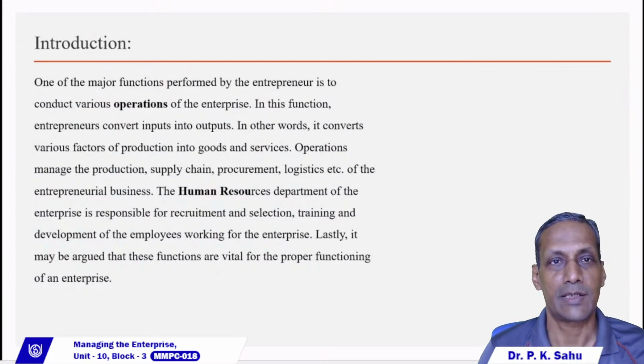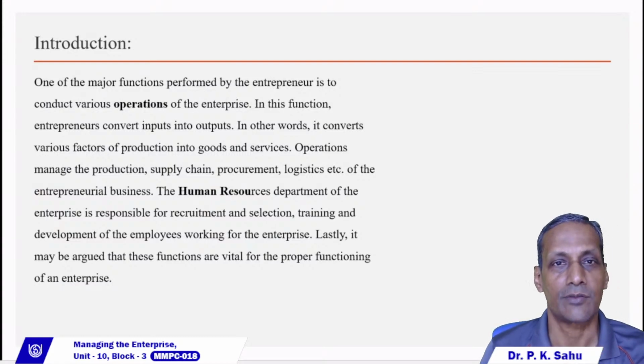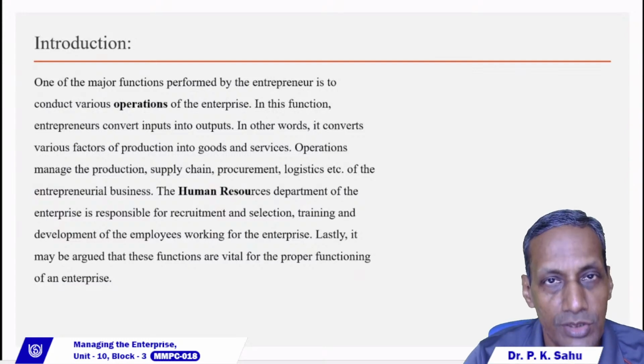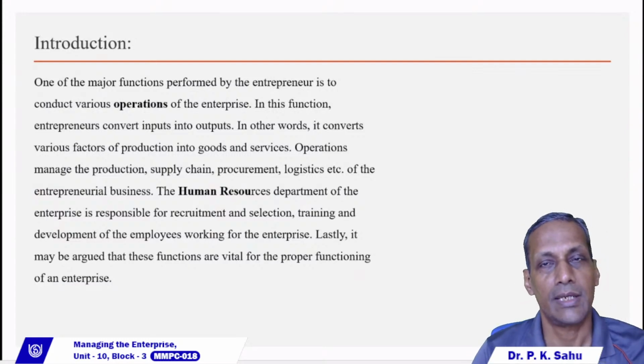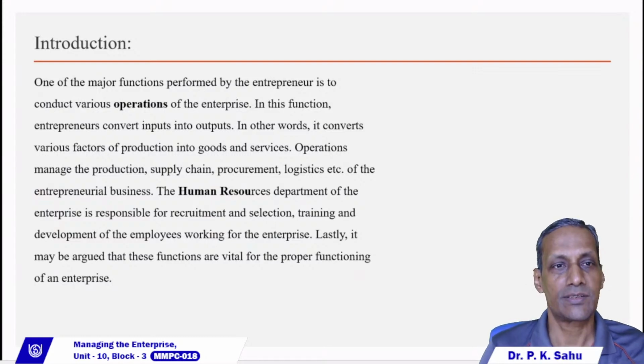One of the major functions performed by the entrepreneur is to conduct various operations of the enterprise. In this function, entrepreneurs convert inputs into outputs. In other words, it converts various factors of production into goods and services. Operations manage the production, supply chain, procurement, logistics, etc. of the entrepreneurial business.